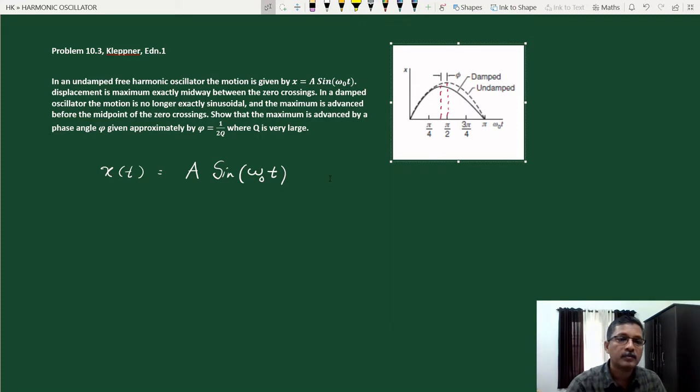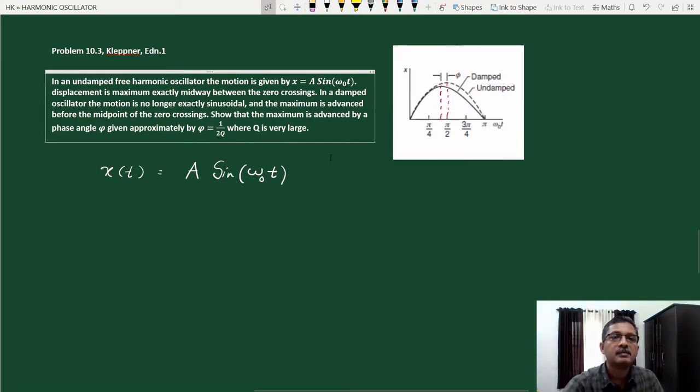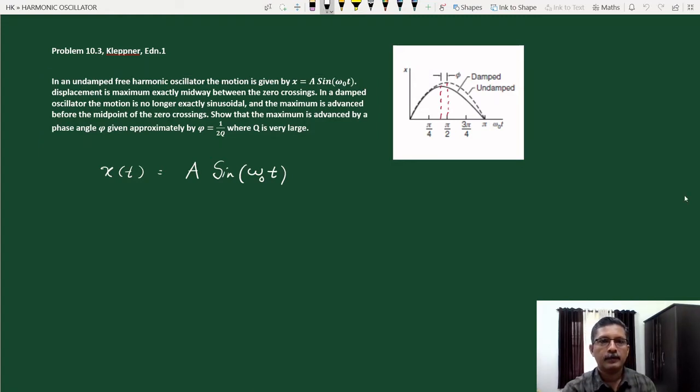So here in the problem, we have to show that the maximum is advanced by a phase angle phi given approximately by phi equals 1 by 2Q, where Q is very large. We know Q is the quality factor, or Q factor. So we assume that Q is very large. We know that the quality factor is omega 1 by gamma, where omega 1 is the angular frequency of a damped oscillator.